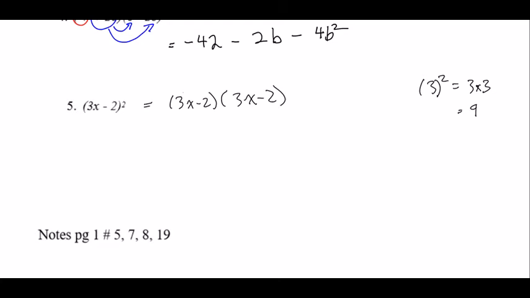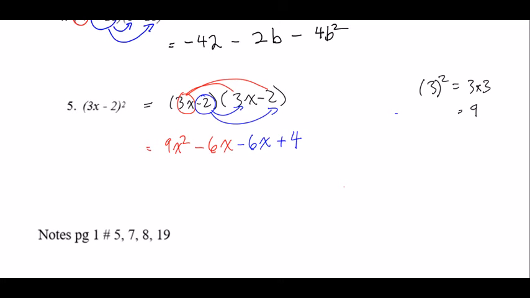Our red being applied to everything in the next bracket, and then our blue being applied to everything in the next bracket. So our red is 3x times 3x is going to be 9x squared, and we'll write this in red. And then we have 3x times minus 2, which is minus 6x. Now for our blue calculations, we got minus 2 times 3x, which is minus 6x, and minus 2 times minus 2, which gives us positive 4.